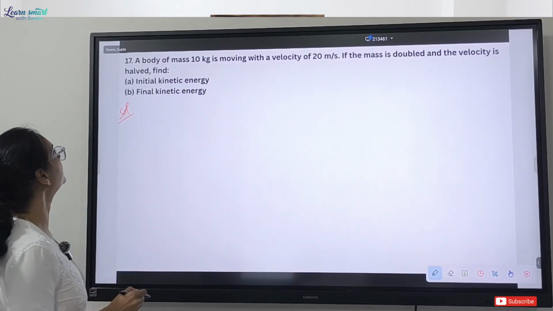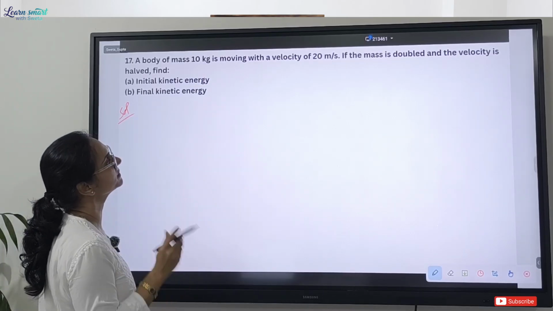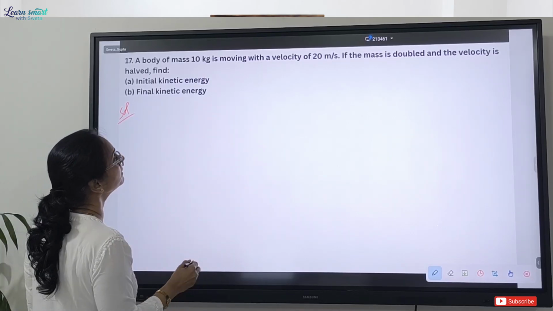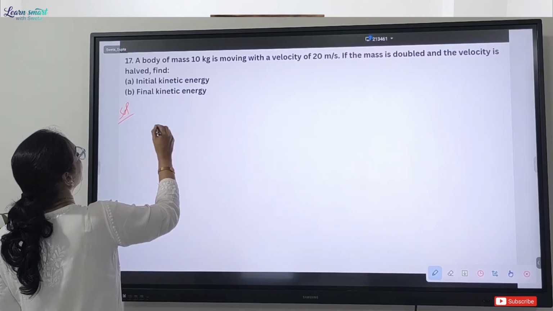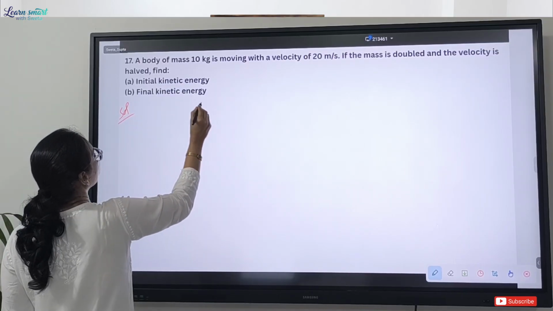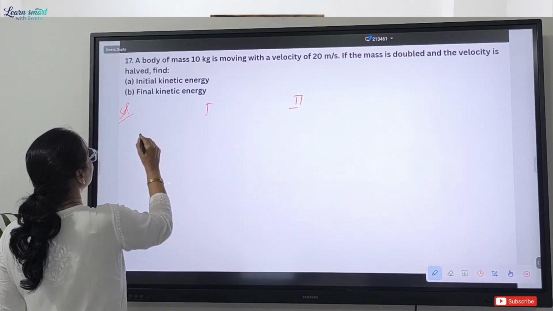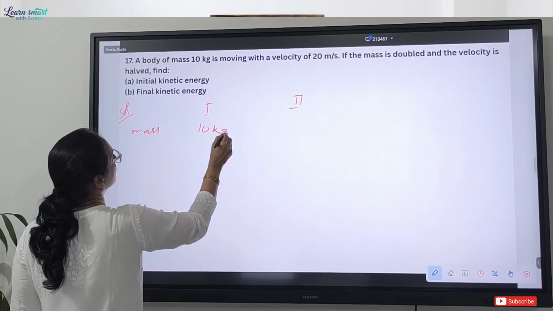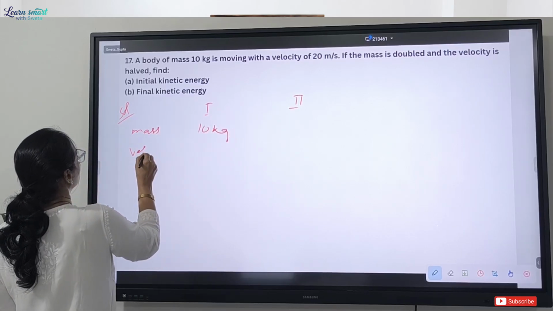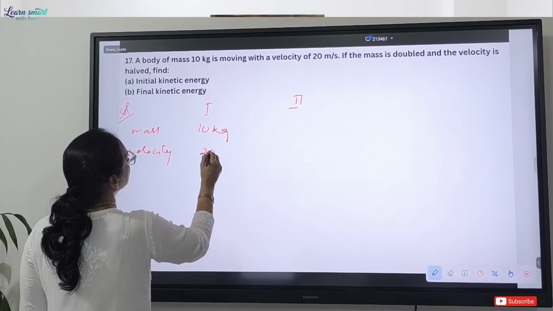Question number 17. A body of mass 10 kg is moving with a velocity of 20 meter per second. If the mass is doubled and the velocity is halved, then so there is a body and there are two scenarios, 1 and 2. Mass is 10 kg, so mass 10 kg, and velocity is how much? 20 meter per second.